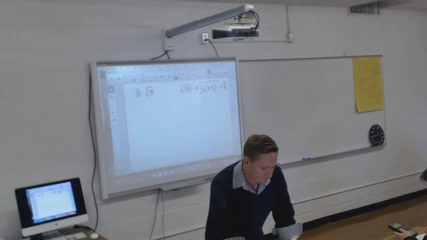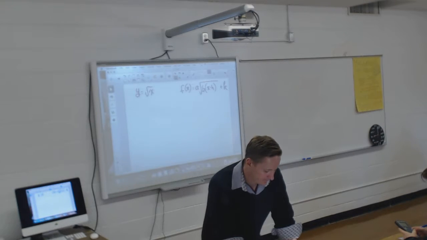h is... no, 3, plus 3, right? It's opposite. So the graph is translated right by 3 units. k is plus 1. So the graph is translated up by 1, yeah, very good.